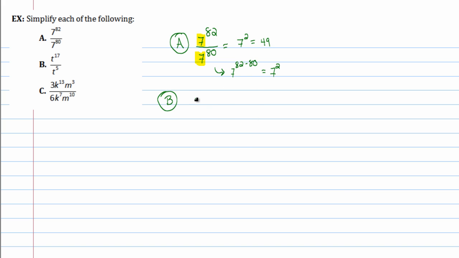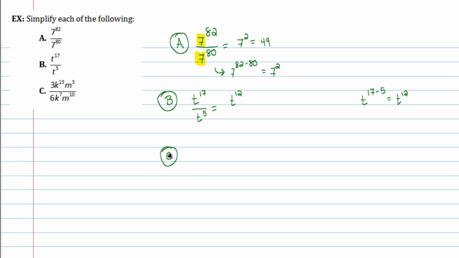Part B, we have t to the 17th over t to the 5th. Over here, I'm just going to do it the way the authors do it. It's t to the 17th minus 5, which is t to the 12th. But that's not actually how I do it. I just say, listen, who wins and by how much? Who's bigger and by how much? The top is bigger. By how much? 12. 17 minus 5.